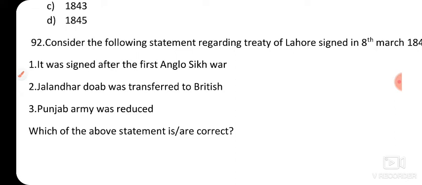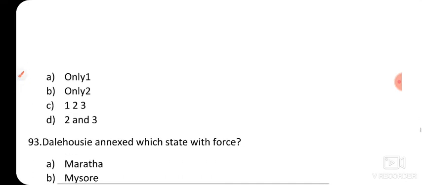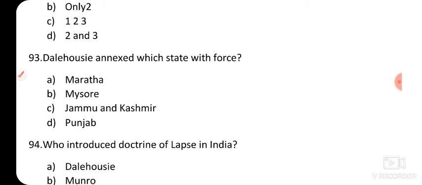I'm sorry, 5 million rupees to the British East India Company, and the Punjab army was reduced according to this treaty. So all the three statements are correct. That is option number C, 1, 2 and 3.